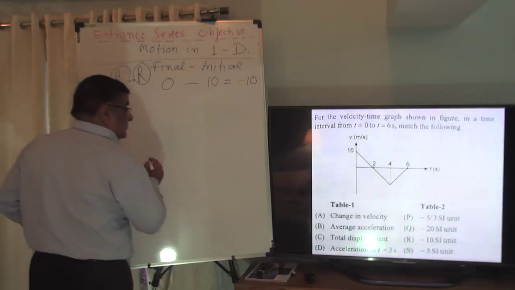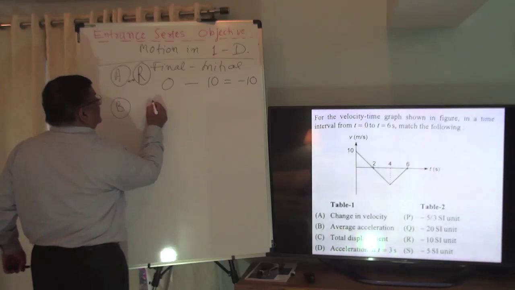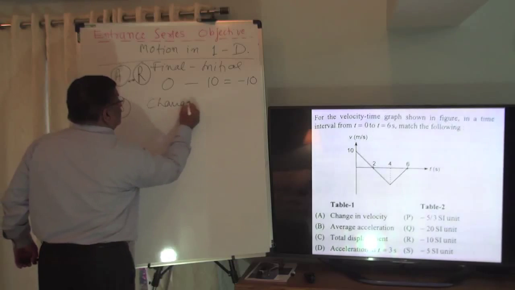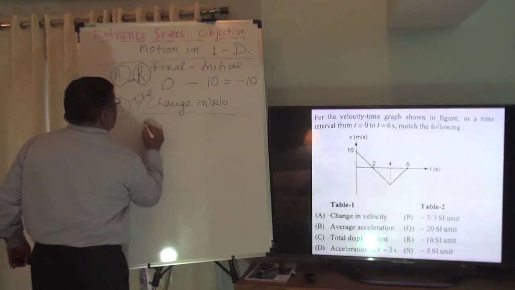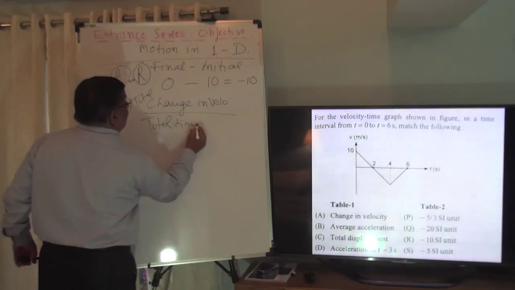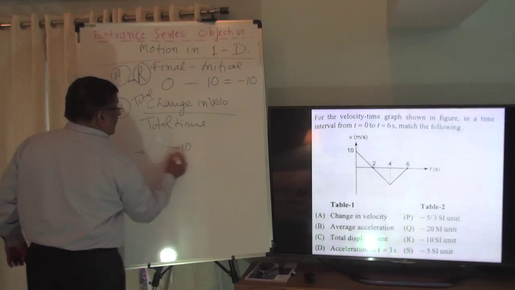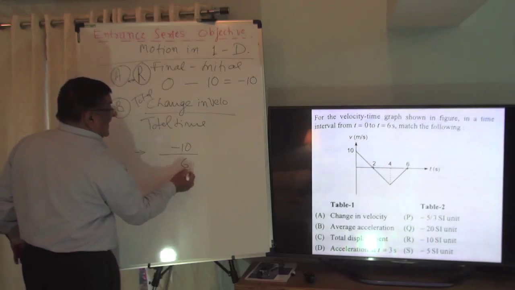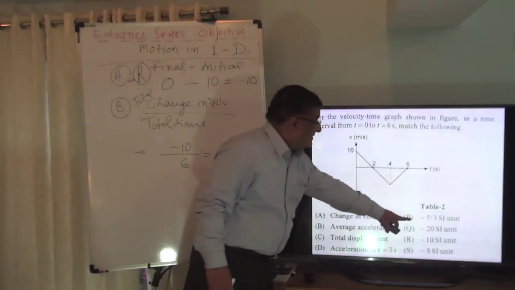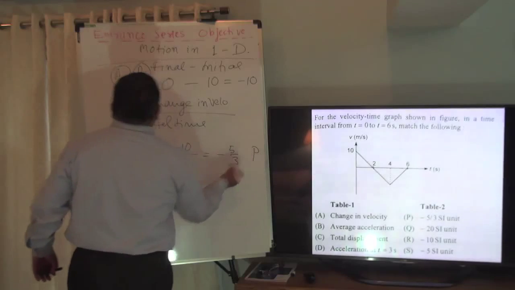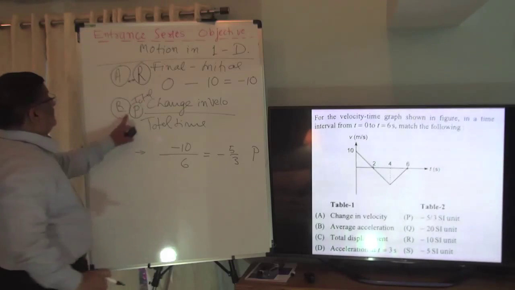So, for average acceleration, B, total change in velocity and total time taken. Here change in velocity is minus 10. Total time taken is 6 seconds. So this is minus 5 upon 3, and this minus 5 upon 3 is P. So we get this answer P. So B is matched with P.